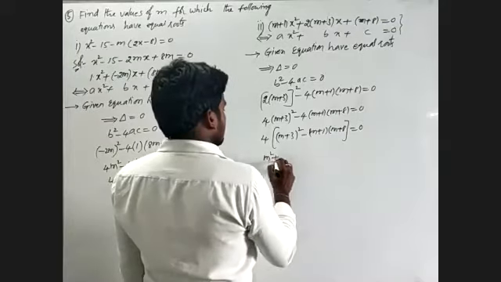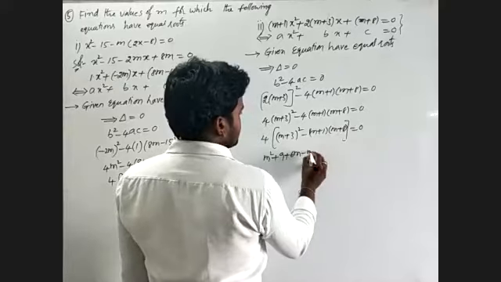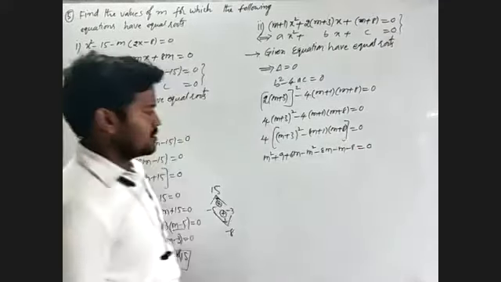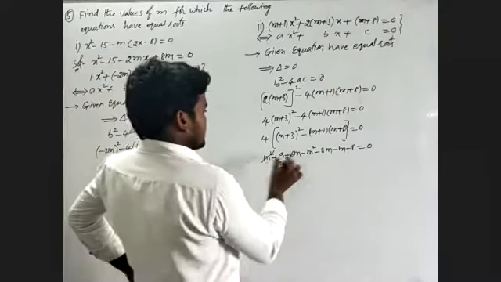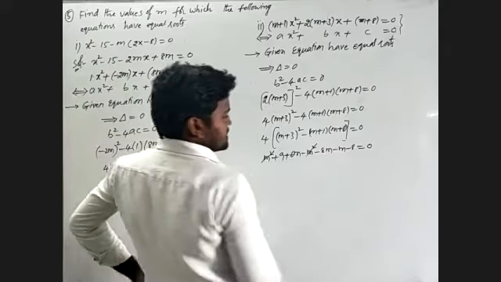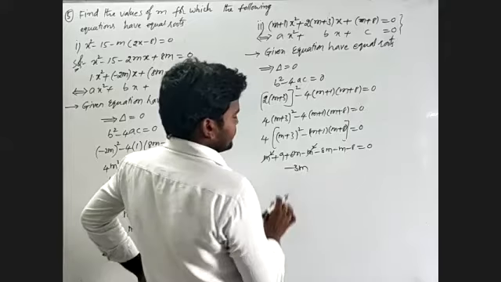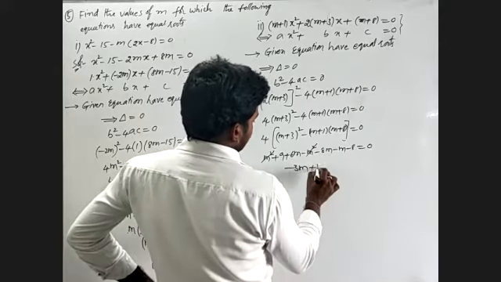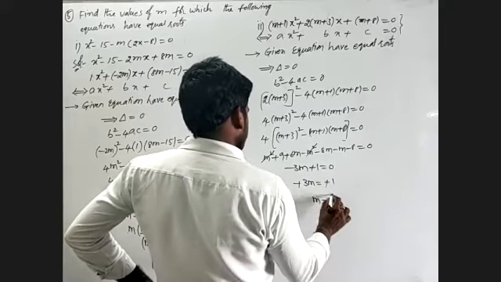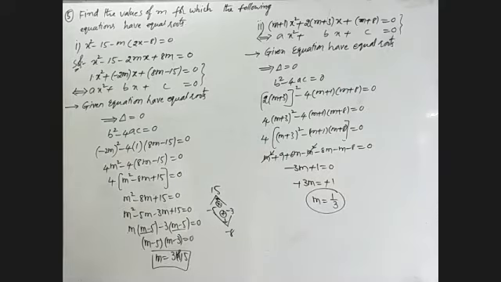Remaining we have to write m square plus 9 plus 6m. After that, okay, m into m will become m square, minus 8m minus m minus 8 is equal to 0. Observe. Plus m square and minus m square will be cancelled. Remaining we will write minus 8m minus m is minus 9m, minus 9m plus 6m is minus 3m. After that, 9 minus 8 will become plus 1 is equal to 0. That I will write minus 3m is equal to minus 1. After that we will write m is equal to 1 by 3.